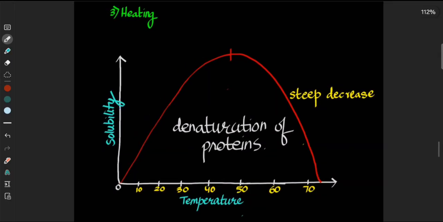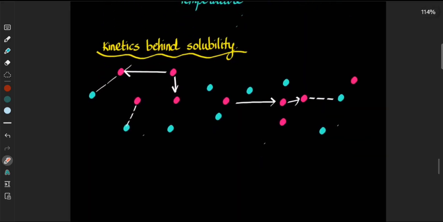Now what exactly is the kinetics behind the solubility? That means the increase in the solubility in terms of heating when we talk about the protein. So I have written over here. So as you know, whenever heat is applied to any kind of compound, the molecules will start to move in a very fast manner, right?